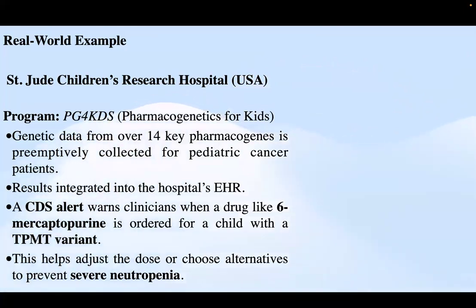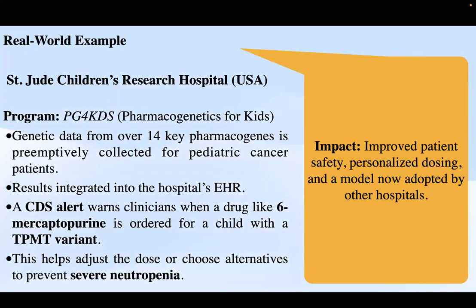So this further helps to adjust the dose or choose some alternative to prevent severe neutropenia, which is associated with 6-mercaptopurine if the patient has a TPMT variant. And trust me, if severe neutropenia occurs in the child, it may lead directly to the child's death. Okay, because this is a very serious matter. So this particular hospital is associated with that kind of integrated system.